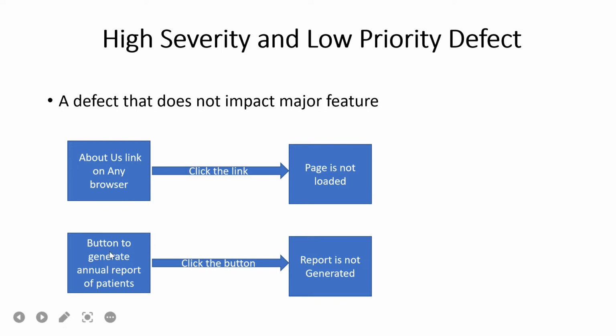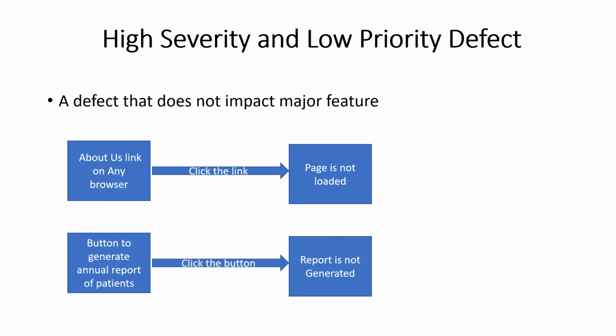The other one is, I have an application and it generates an annual report of a patient. The annual report is going to be run only once a year. So when you click on the button, the report is not generated. That is obviously a high severity because it is a patient report.